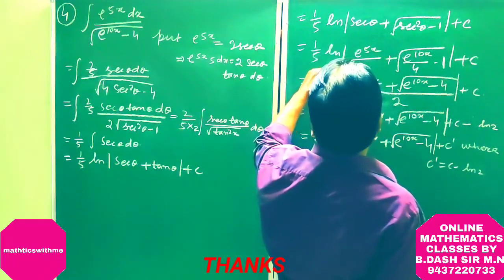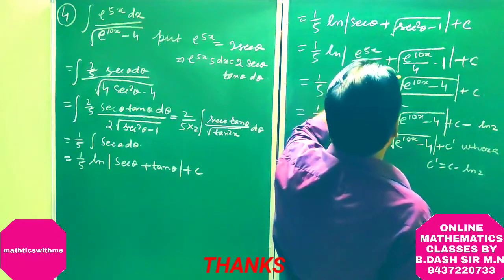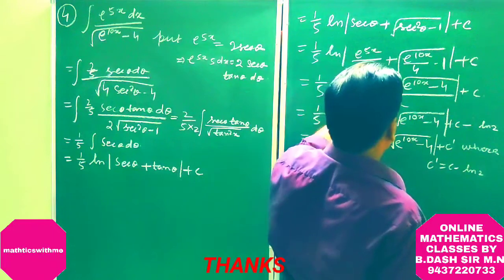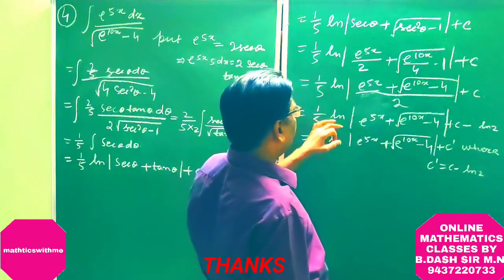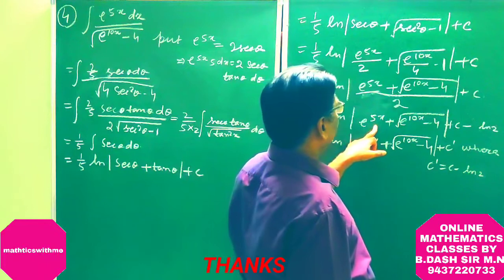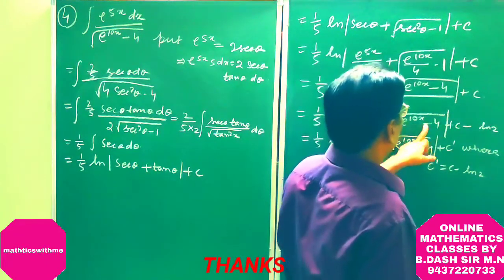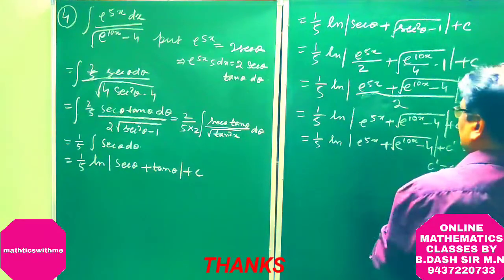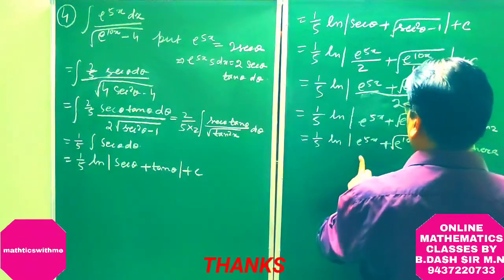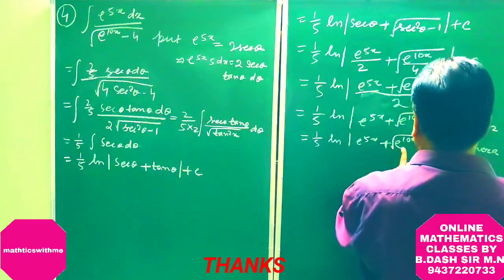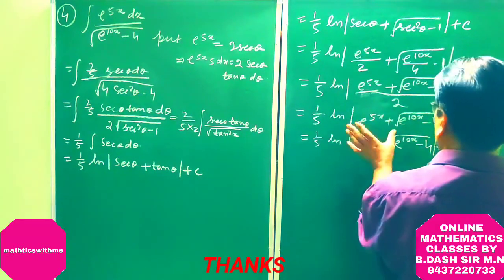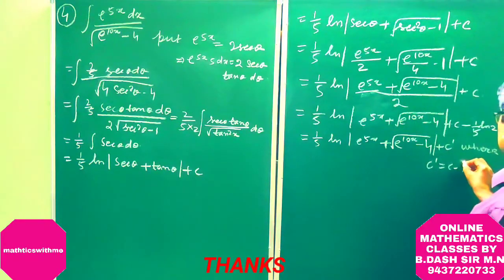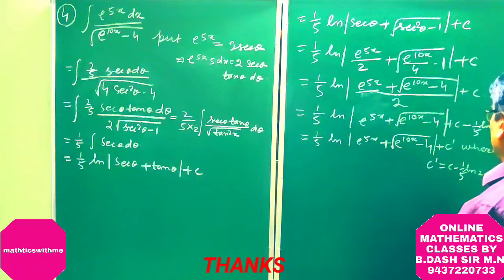Then we are using the value of sec θ and sec² θ here. After simplification, we get this expression, which is equal to 1/5 ln |e^(5x) + √(e^(10x) − 4)| + c − 1/5 ln 2, which is equal to 1/5 ln |e^(5x) + √(e^(10x) − 4)| + c', where c' is equal to c − 1/5 ln 2.